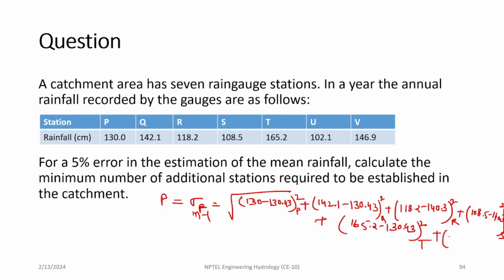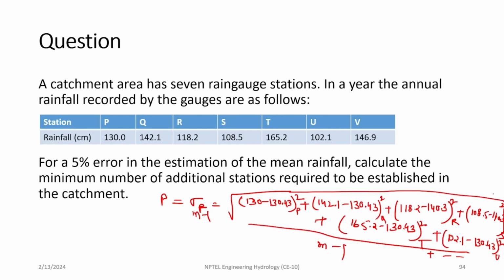Then 130.43 minus 130.43. Now entirely it will be divided by m minus 1, and the square root taken for all the terms written here. So once you get this, m minus 1 will be what? It will be 6 only.